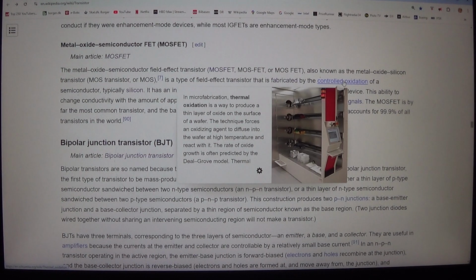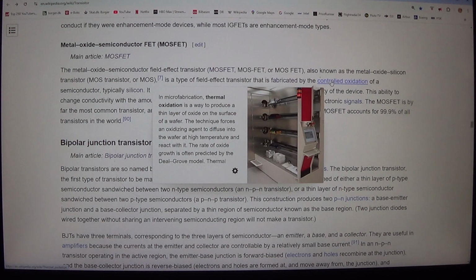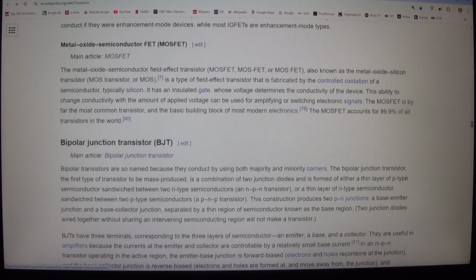It has an insulated gate, whose voltage determines the conductivity of the device. This ability to change conductivity with the amount of applied voltage can be used for amplifying or switching electronic signals. The MOSFET is by far the most common transistor, and the basic building block of most modern electronics. The MOSFET accounts for 99.9% of all transistors in the world.